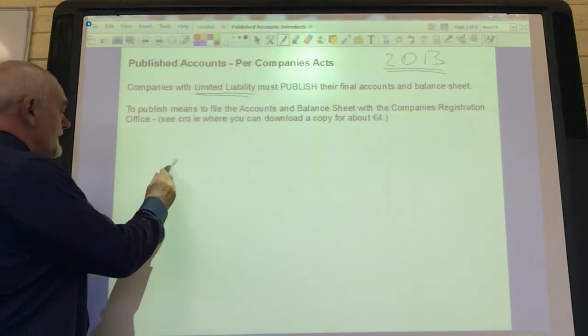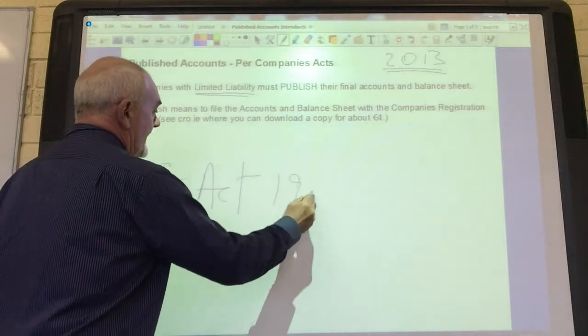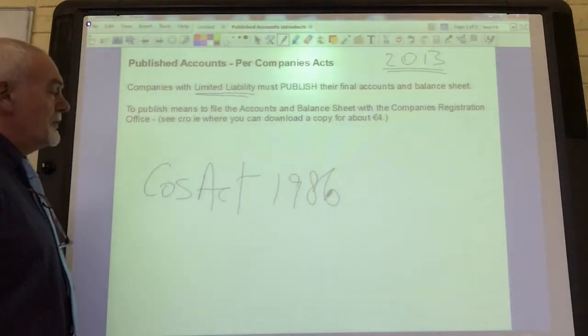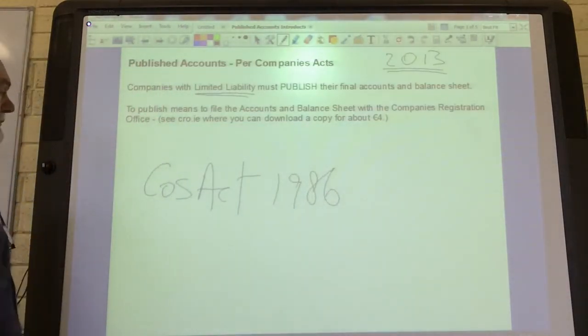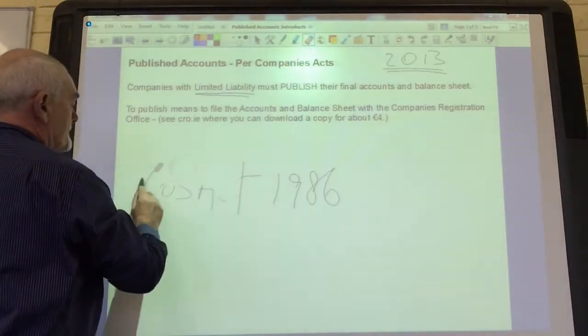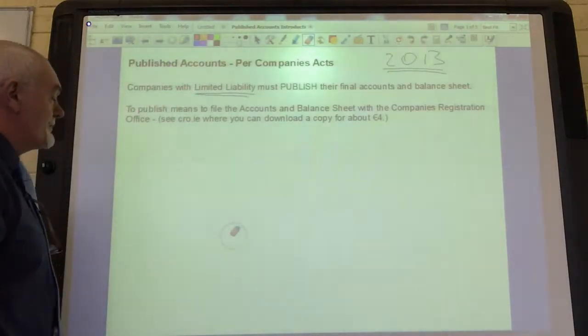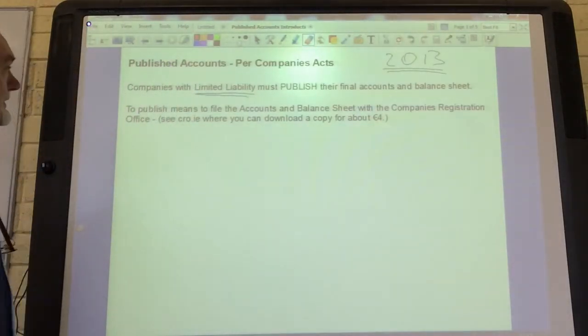This is according to the Companies Act 1986. Companies with limited liability must publish their accounts. Now what publishing their accounts means then is to send a copy of your final accounts and balance sheet to the company's office annually. Depending on the size of your company, the amount of the disclosure is greater.